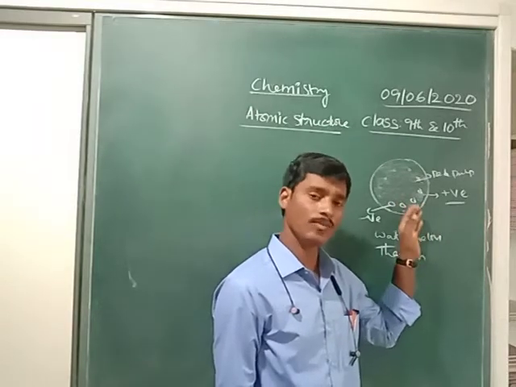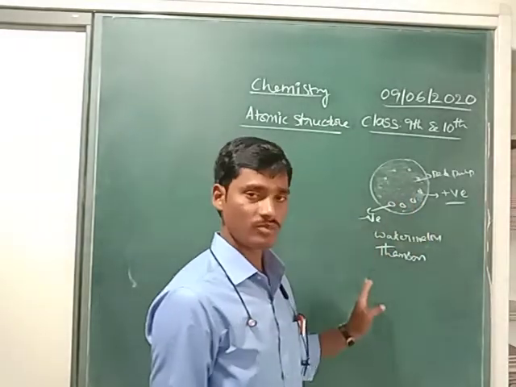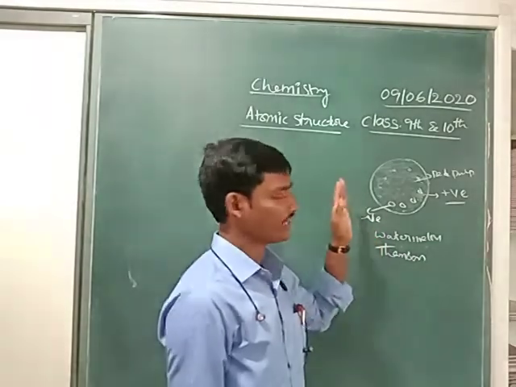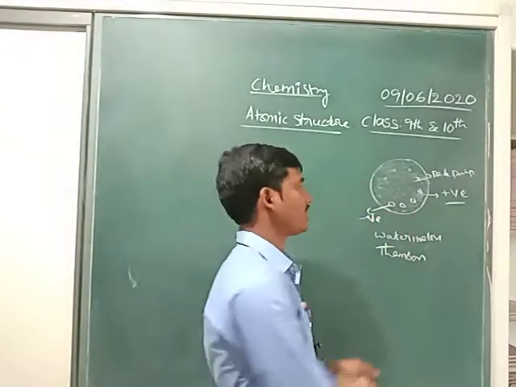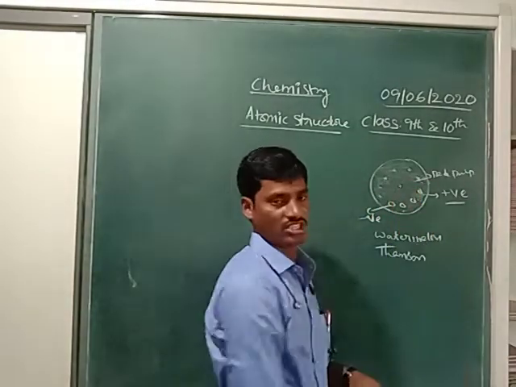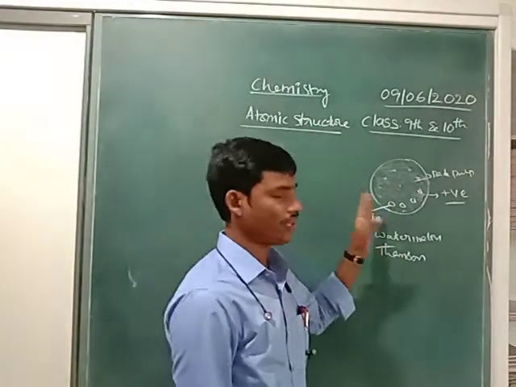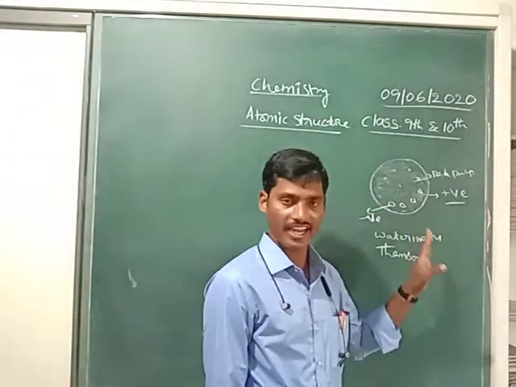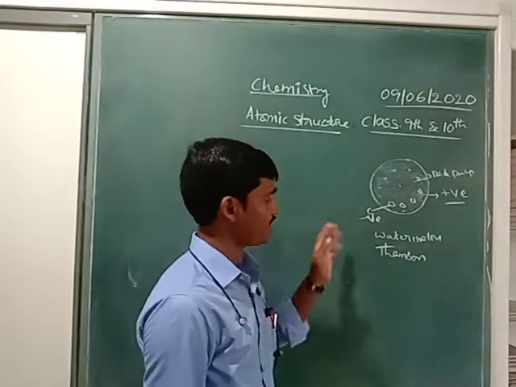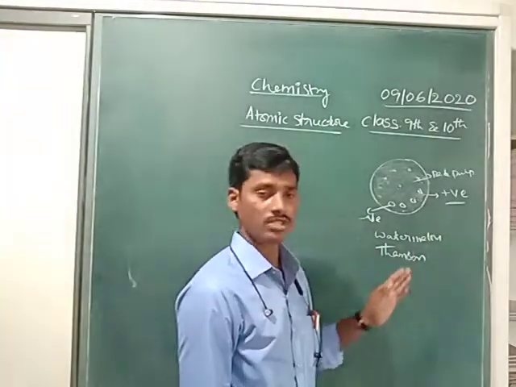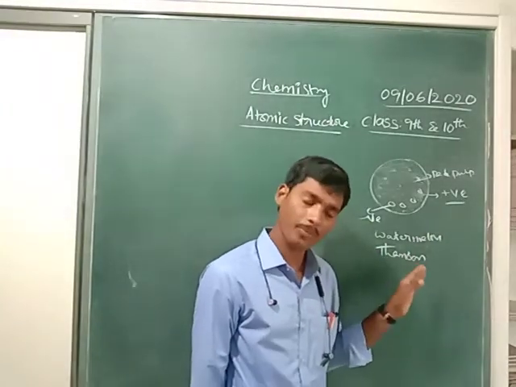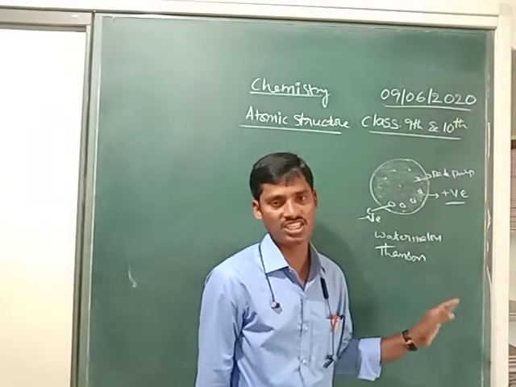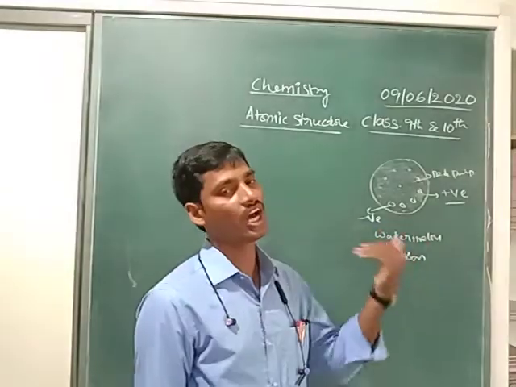That's why these are some drawbacks present in the Thomson atomic model, and he does not give information about the center of the atom, children. So that's why it failed to explain the stability of the atom. Okay children, what are the other names of the Thomson atomic model? Watermelon model, plum pudding model or apple pie model, right children? So these are the points we discussed in the last class.